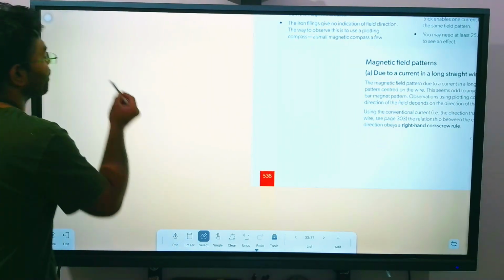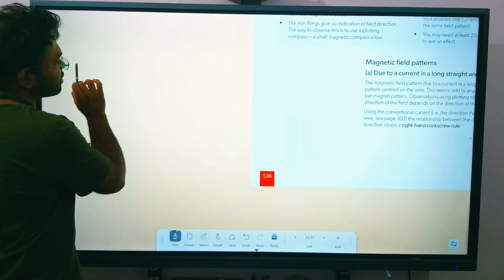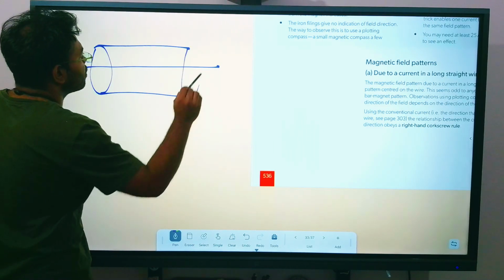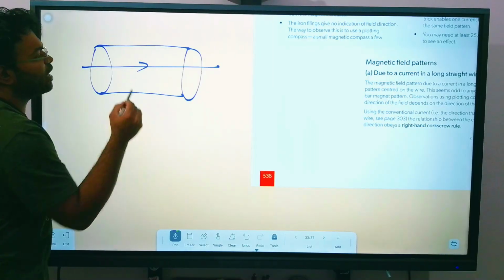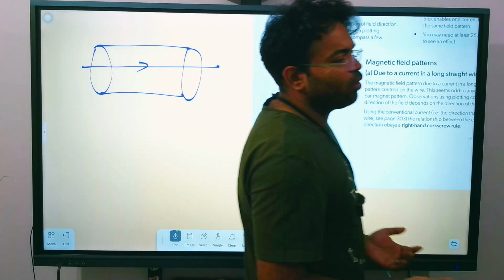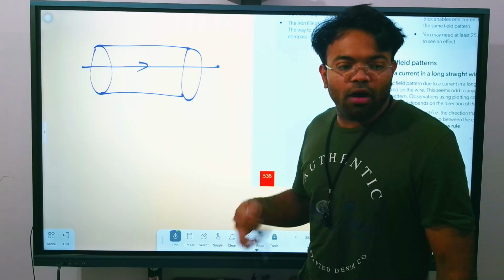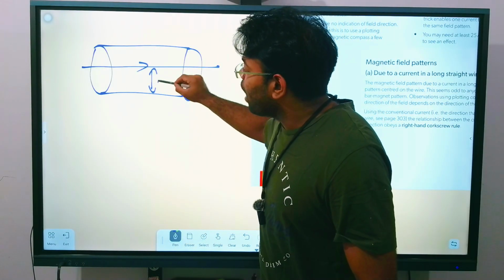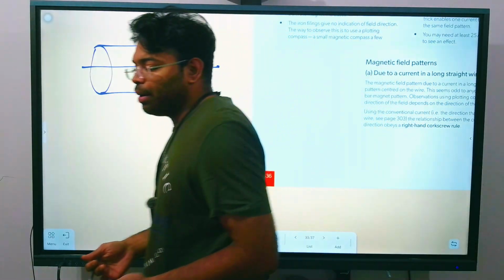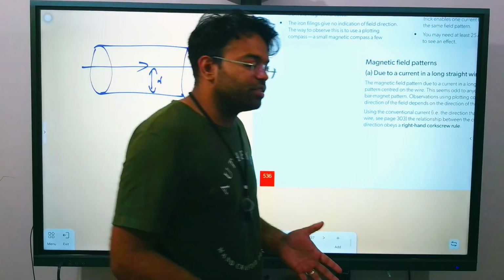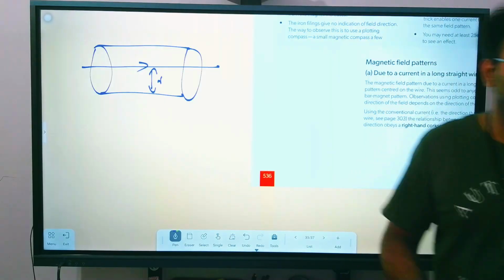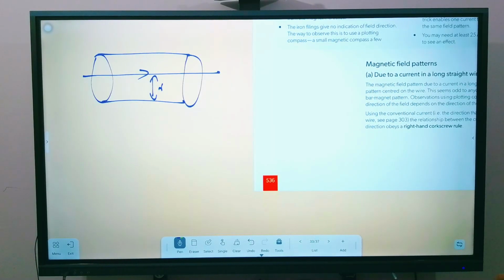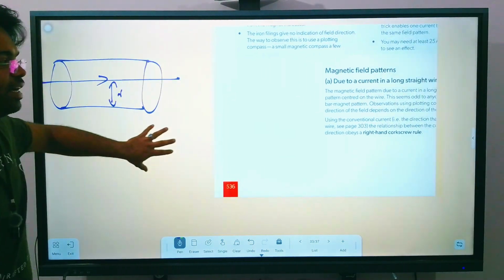Now, this is how it looks. You have a straight conductor like this. If a current is flowing like this, the magnetic field around the conductor will be in the shape of a cylinder having a certain radius r. The radius r depends on the distance of the magnetic compass from the straight wire. So this is what is meant when they say the magnetic field due to a straight conductor is in the form of a cylinder.